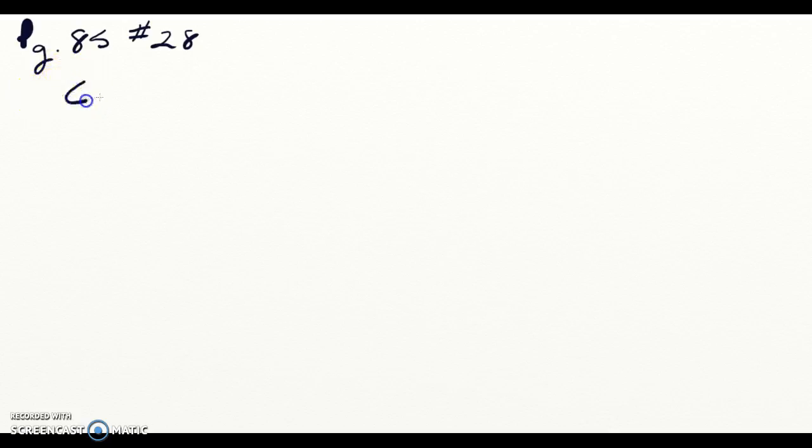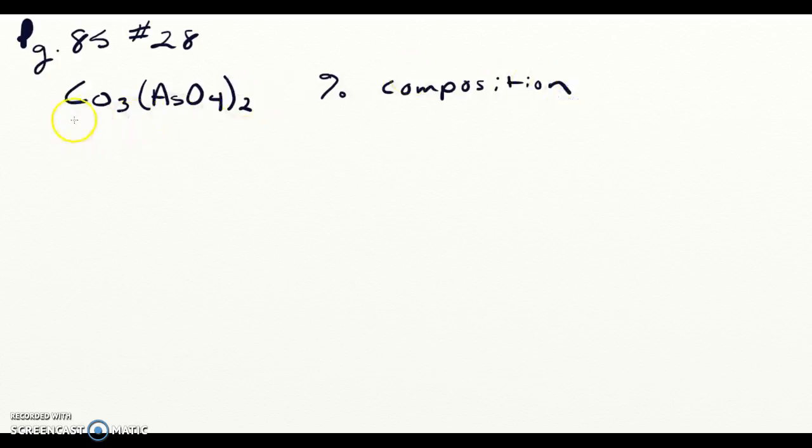So here's the compound. It's cobalt arsenate, Co3(AsO4)2. And it wants to know what's the percent composition. It wants to know what the percent of cobalt, arsenic, and oxygen is in this particular compound. What is the percent of each one of them? So what I'm going to do is break it down, and these subscripts play a big role. They play a major role in the percent composition, so make sure that you include them.